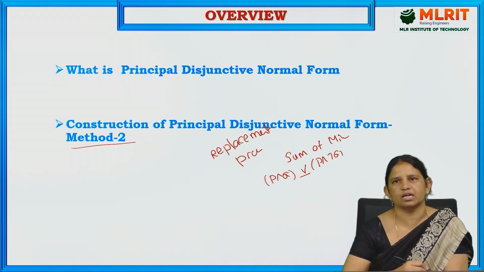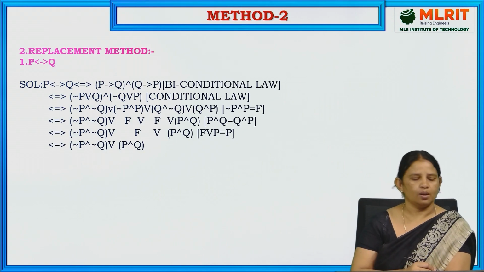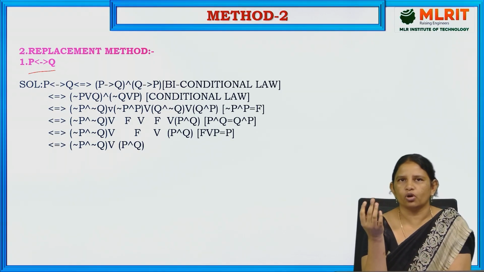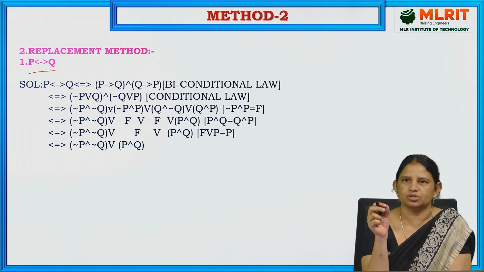We need to understand with the help of some examples how to construct the principal disjunctive normal form without constructing a truth table. Consider the first example, P biconditional Q. I already told that there are rules to get the required format of PDNF. First, we give preference to the conditional or biconditional statement by applying their equivalent laws. Second, we apply the distributive law as well as De Morgan's law to get the required format.